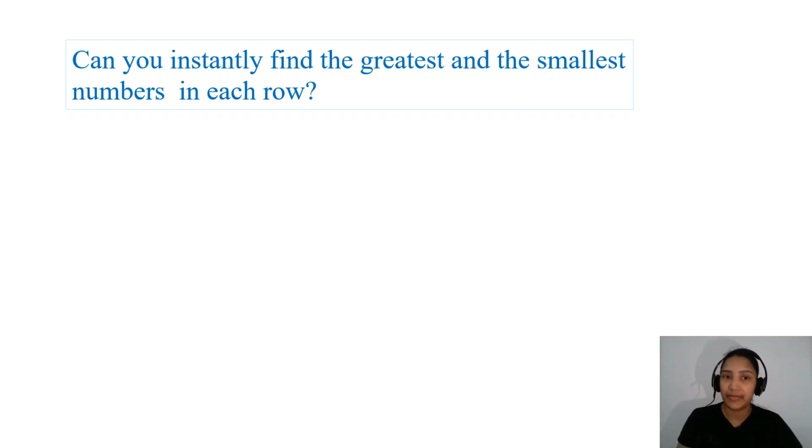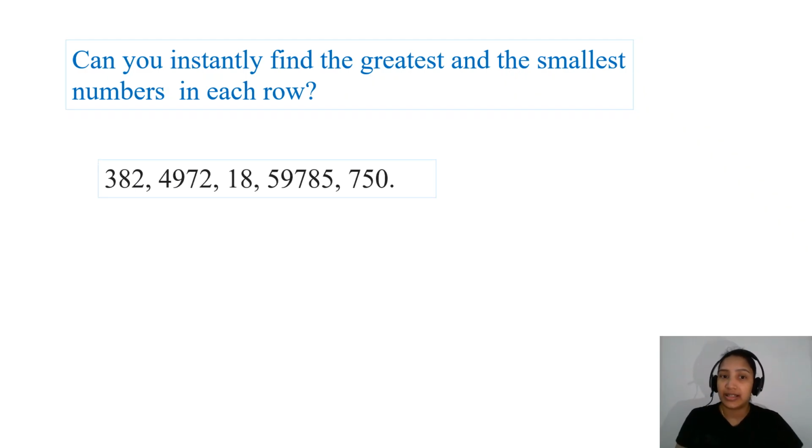That is the question. We have to find out which is the greatest and the smallest number in each row. Some numbers are given: 382, 4972, 18, then 59,785 and the last number 750. Among these, how many numbers are there? 1, 2, 3, 4, 5.